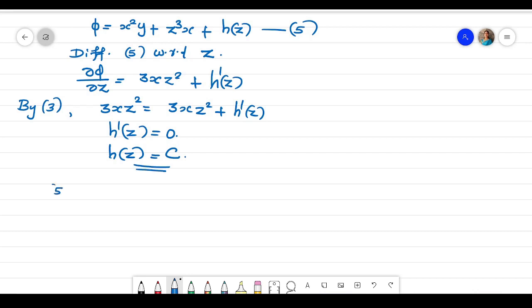So now equation number 5 becomes phi is equal to x square y plus z cube x plus c. So this is our required scalar potential.